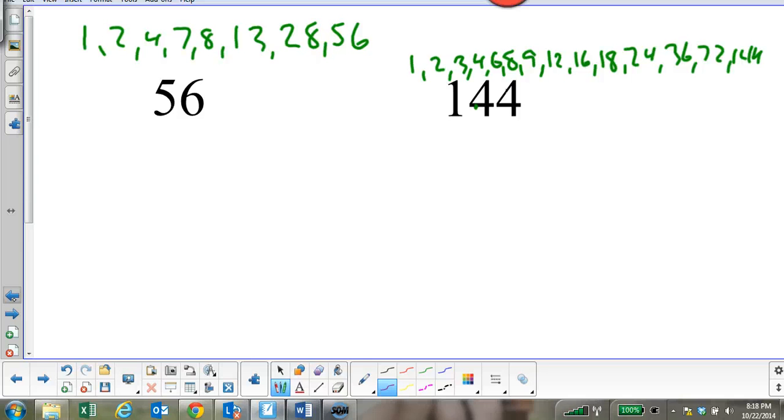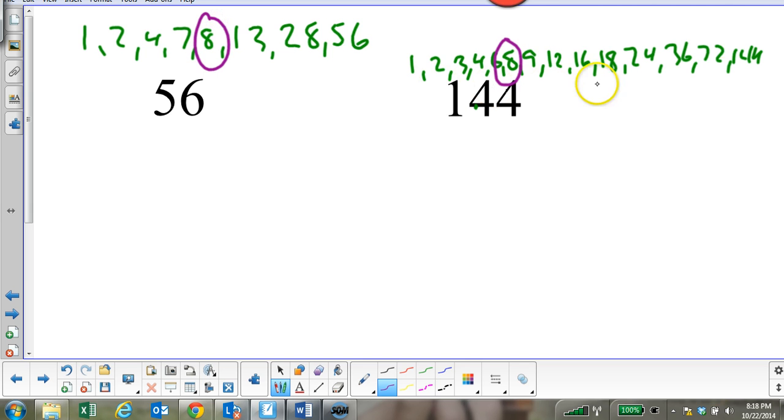Alright, so those are the factors. If I had to find the factors of 56 or 144, I could list out the factors. This is a list of factors. It's not the greatest common factor or the prime factorization. The greatest common factor, I have to look at these, make sure I don't miss one. 8 goes into both. Is that the biggest one? Is 28? No. 56? No. So 8 is the biggest number that goes into both.